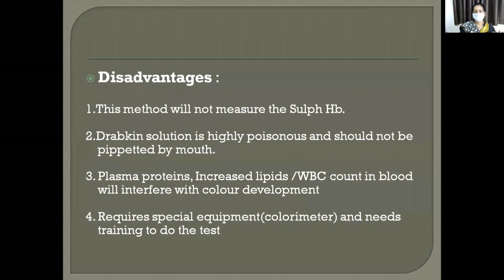There are some disadvantages. So what are they? The method will not measure sulfhemoglobin. Drabkin's solution obviously has potassium ferricyanide and potassium cyanide, so it is highly poisonous and should not be pipetted by mouth. Plasma proteins, increased lipids, and WBCs will interfere with color development, which can be seen even in Sahli's method. It requires special equipment like the photoelectric colorimeter and requires training to do the test, unlike the Sahli's acid hematin method.